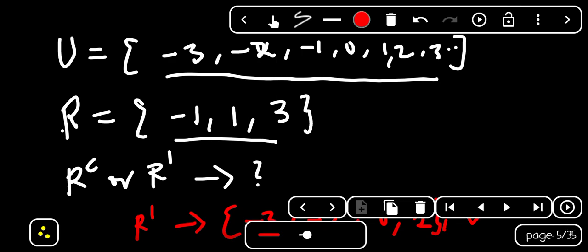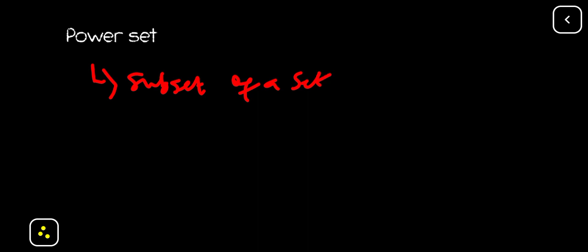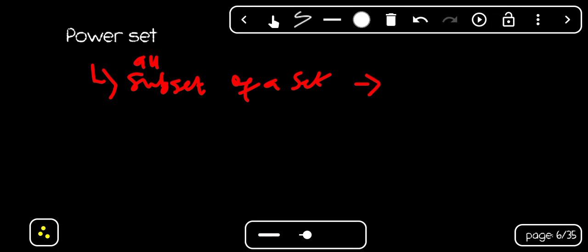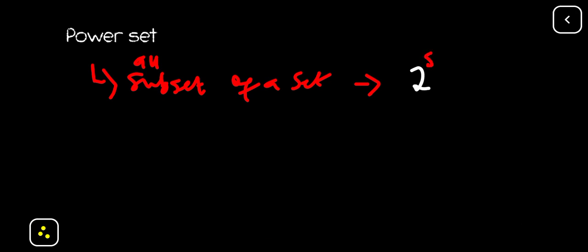Now let's go to another type of set. Power set. Very interesting set. Well, it's a type of set that deals with a collection of all subsets, denoted by 2 raised to s. So it has to do with subsets of a set. Basically, all subsets of a set. And it's denoted by 2 raised to the power s, where the s signifies the number of elements in that set.